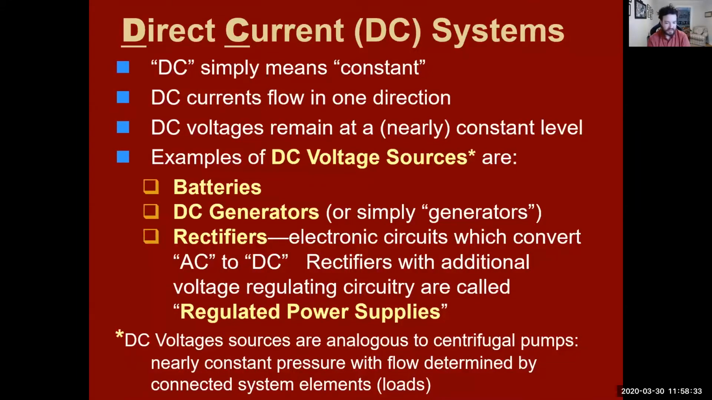DC voltage sources are basically just like centrifugal pumps. That's the way you can think about them. Centrifugal pumps have a near constant pressure with flow determined by connected systems. It's the same thing with DC voltage. The voltage is at a constant level, but your actual current is determined on what's connected.